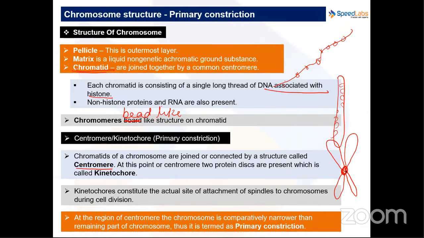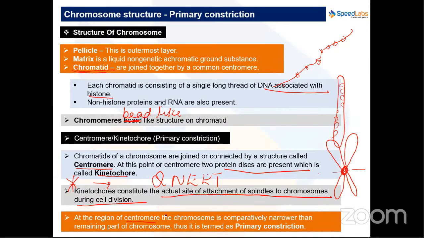The point of attachment of the chromatids is called the centromere or primary constriction. At the centromere, there are two protein discs called kinetochore, and the kinetochore is the point of attachment of the spindle fibers. So they are the actual sites. This is a very important question for cell division: the actual site of attachment of spindles.